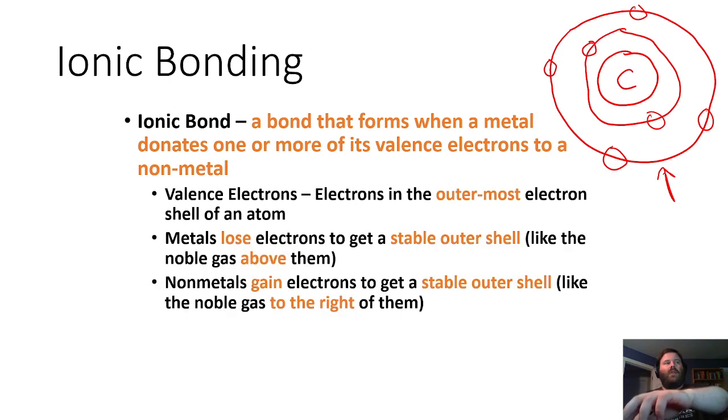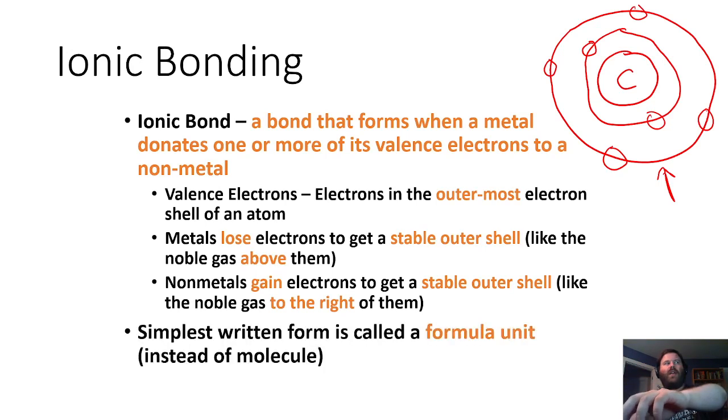So, when I say a metal donates one or more of its valence electrons to a nonmetal, what I mean is that, well, you'll see on the next slide a good illustration of it, a metal loses one of its outermost electrons, and that electron travels over and fits into the electron shell of a nonmetal that gains electrons. Okay? So all of this is to get a stable outer shell, which is why they prefer to do this.